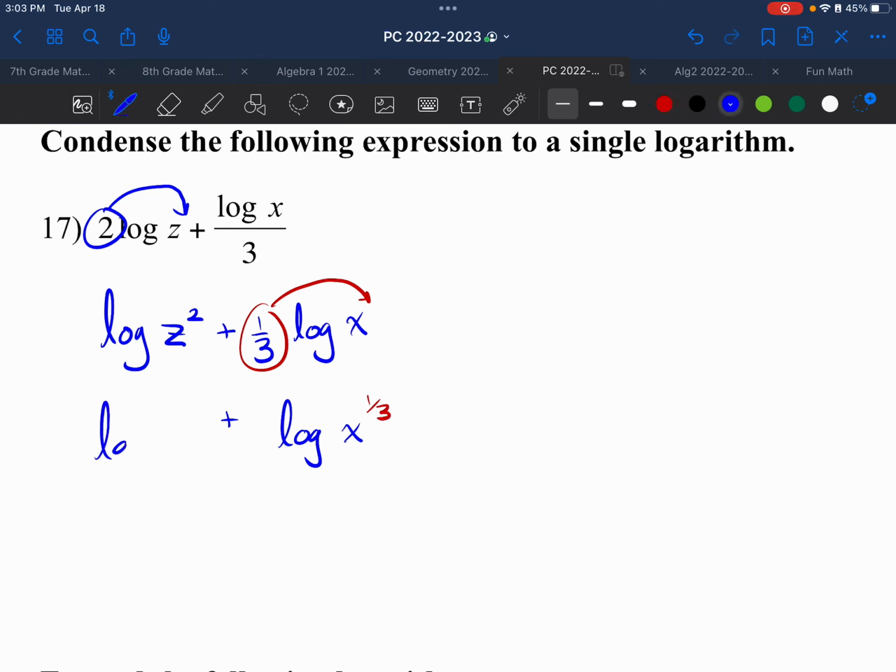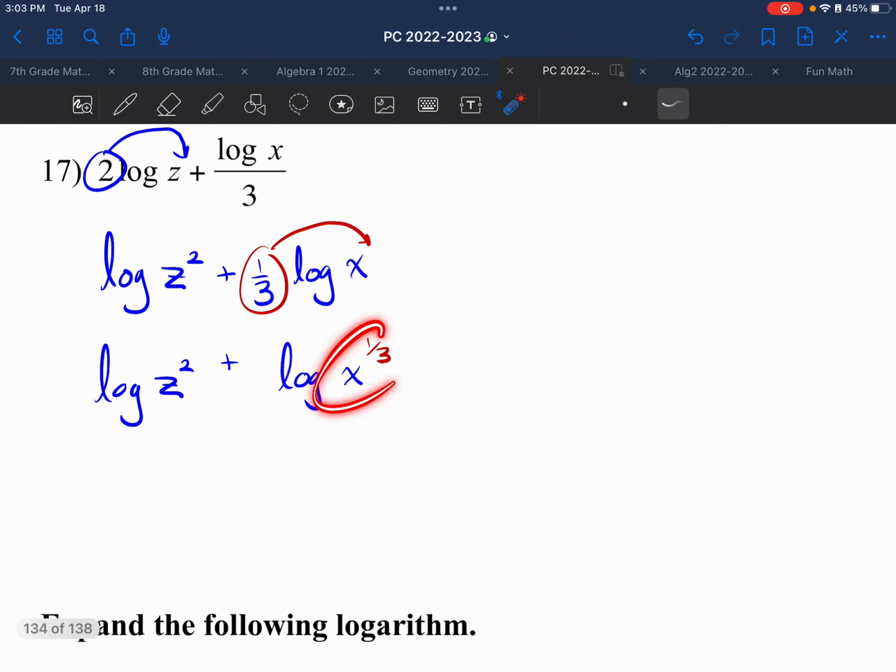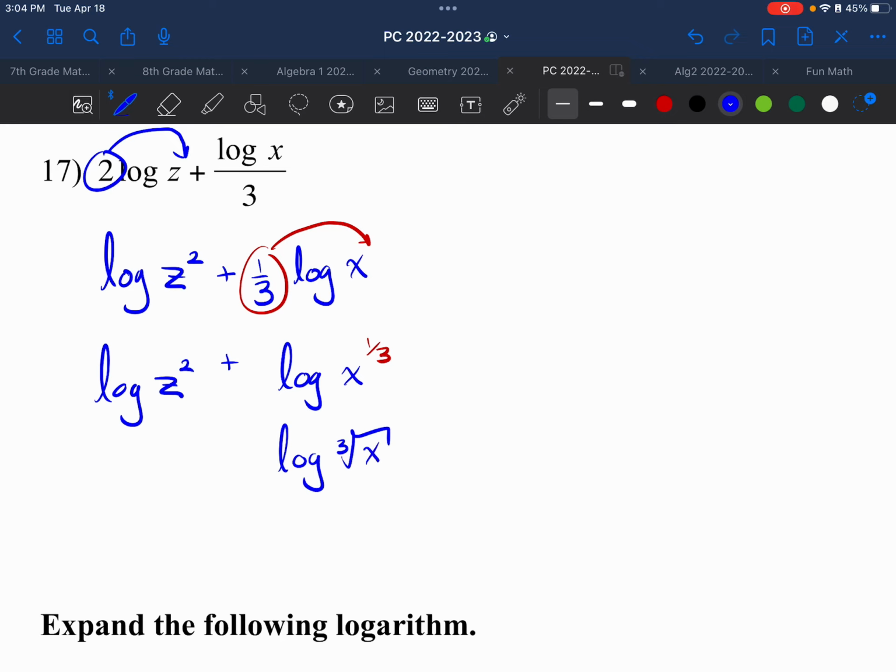I'm going to have to rewrite it a bunch of times, aren't I? Log of z squared. And if you know your fractional powers, you'll remember that's the same thing as taking a root. Not the square root, because it's not a 2. It's the cube root. So this is going to be log of the cube root of x. This is going to be log of z squared. I told you I must write this down a few times.